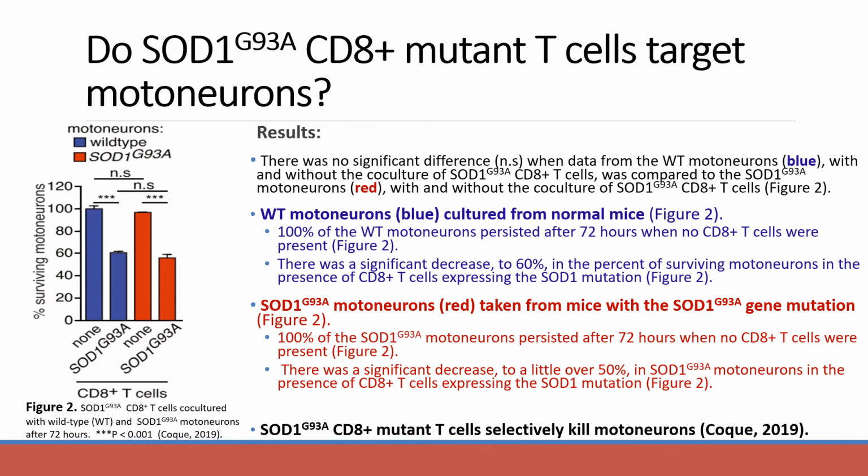If you look at the shorter red bar, there was a significant decrease, a little over 50%, in SOD1 motor neurons in the presence of CD8 T cells expressing the mutation. So overall, the data concluded that SOD1 CD8 mutant T cells selectively kill motor neurons, regardless of whether the motor neuron is coming from a mutant mouse or a normal mouse. No matter what, the mutant CD8 T cells selectively target motor neurons.